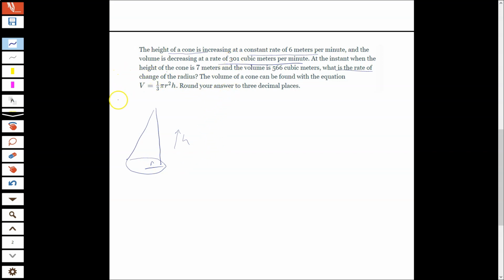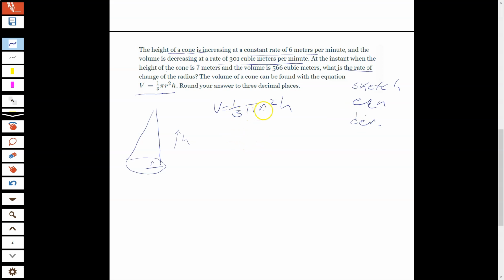It gives you the volume of a cone formula, which you may or may not have known, 1/3 pi r squared times the height. And it tells us to find the rate of change of the radius. Okay, so we draw a sketch. We're going to write an equation. So our equation is going to be that volume equation. Then we're going to differentiate with respect to time. So our next step is the derivative.